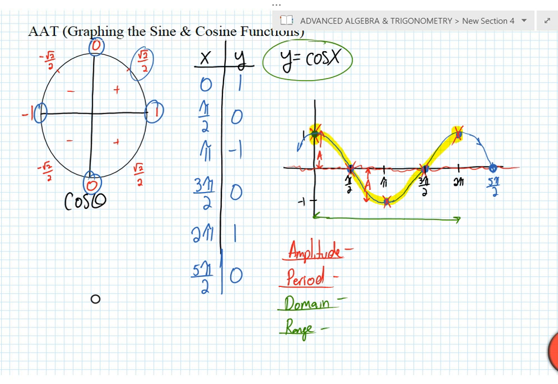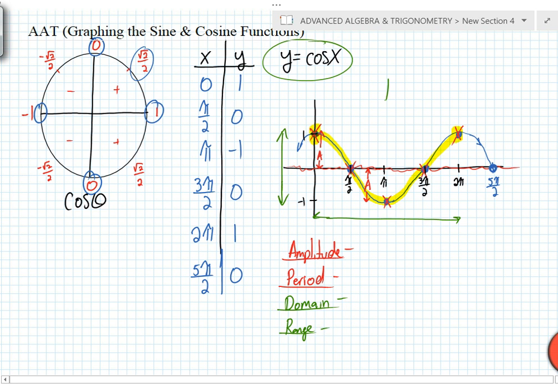The range, however, are the values of the y's that we would get. Clearly from our picture, we know that the range of y equals cosine x goes from -1 to +1, inclusive. So you use square brackets to include those. So for example, if I said, what is the range of this? You would say, well, it's from -1 to +1. If I'd asked you what is the domain of this, you could say -infinity to +infinity, or you could also say all real numbers, which is what that symbol represents right there.